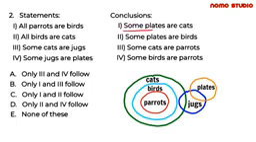Conclusion 1. Some plates are cats. Look at the figure. Does the circle of plates and cats intersect? Yes, you're right. They don't intersect. So meaning, conclusion 1 does not follow the statements. By that, we can now eliminate all the choices having conclusion 1.